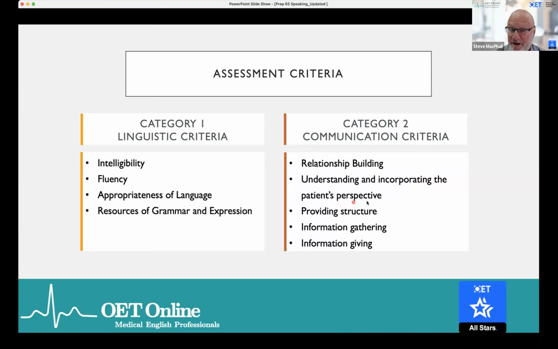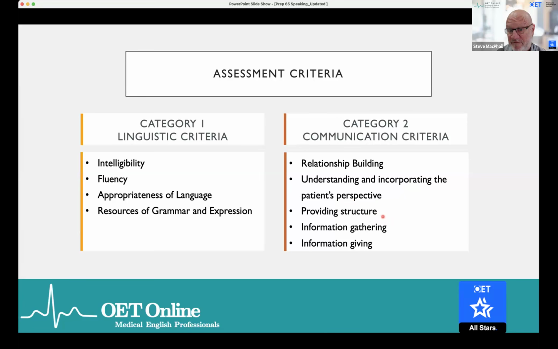Understanding and incorporating the patient's perspective. That means active listening, identifying what the patient's individual problems are and providing solutions to those problems. It's not a textbook case, you're talking to a real person.